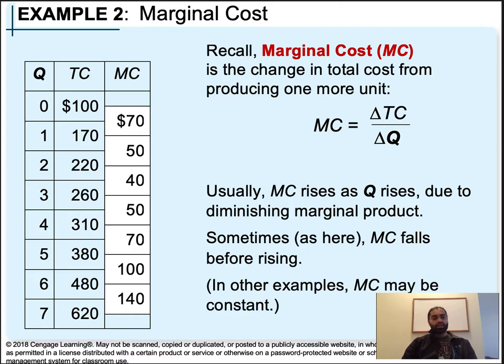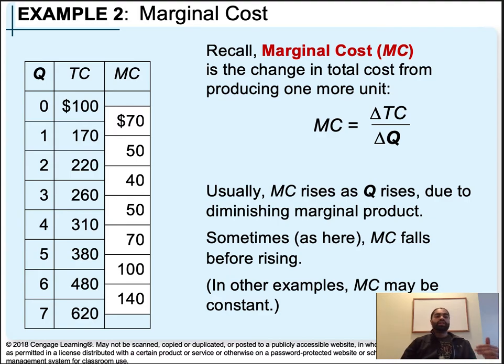So usually marginal cost rises as quantity rises due to diminishing marginal product. So again, diminishing marginal product essentially is as we produce more and more, there's only so much benefit you can derive from this, or so much profit. Now here, it falls before it rises because let's just say we produce 1 unit. We have this whole factory and we're only producing 1 product. These costs are high. But as we start producing more and more, we start to see that this cost is spread out between these products and you can cover your costs.